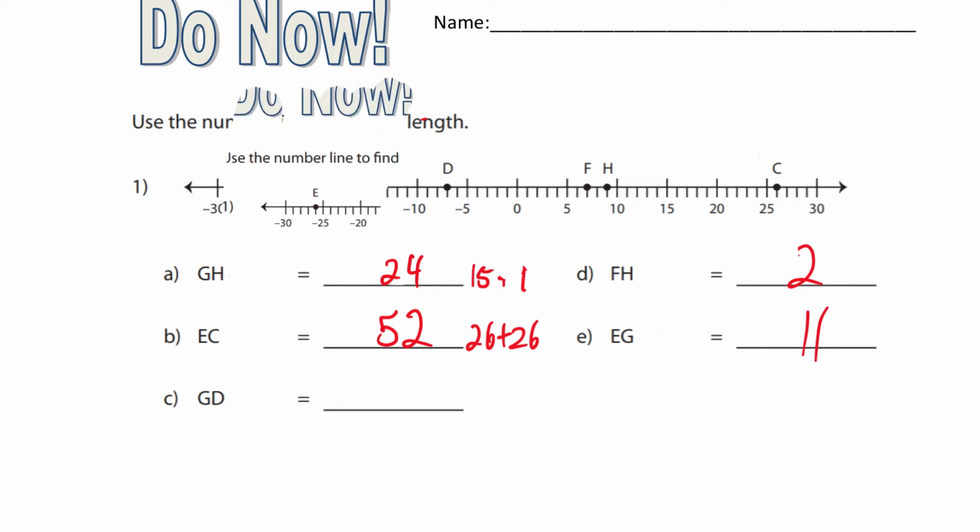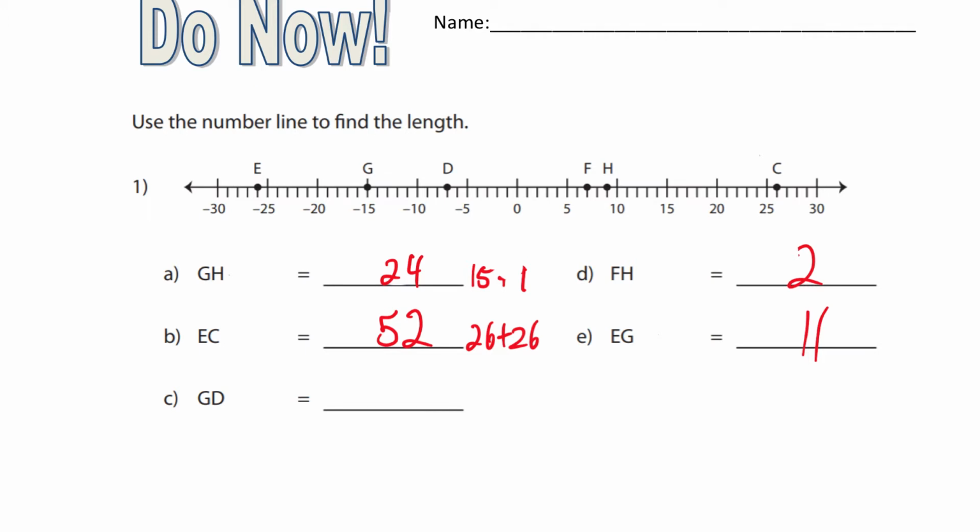All right. Now GD. G is at negative 15, D is at negative 7. So how far is it from 7 to 15? You can think about it just from positive. From positive 7 to positive 15 is 8. It's going to be the same thing from negative 7 to negative 15. We could count it though. There is 1, 2, 3, 4, 5, 6, 7, 8 units. That is 8.